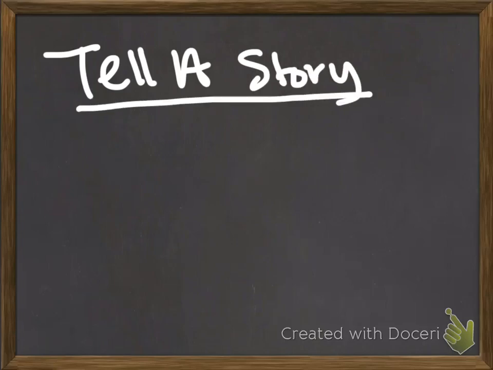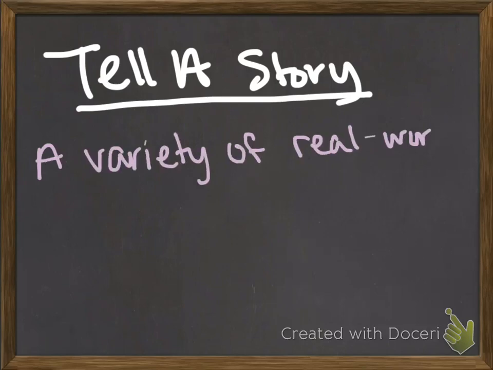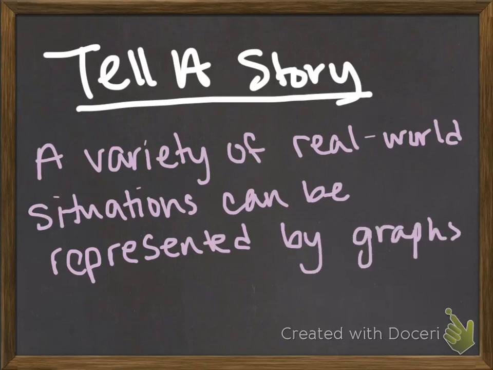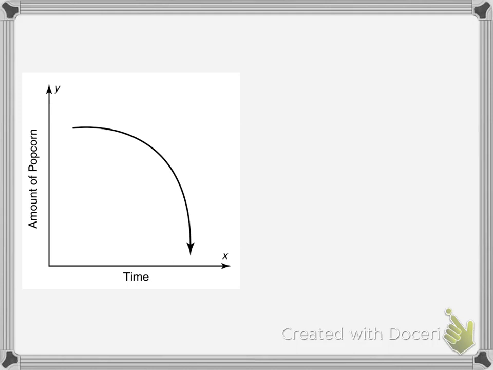On your foldable, there's a section that says Tell a Story. This is what you put there. A variety of real-world situations can be represented by graphs. Make a rough sketch of this graph on your foldable. On the x-axis, we have time, and on the y-axis, we have amount of popcorn. So as time goes on, the amount of popcorn in the tub starts slowly decreasing, and then rapidly decreases to nothing.